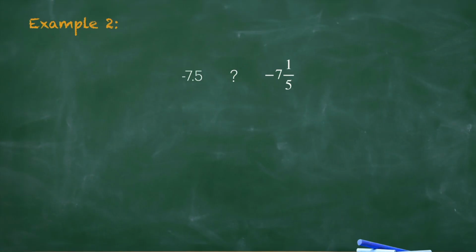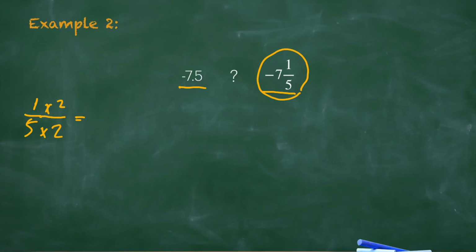In example number 2, we are comparing -7 and 5/10 and -7 and 1/5. Before we start this problem, we want to make sure that we have the rational numbers in the same form. I'm going to convert -7 and 1/5 into a decimal first before we compare. 1/5, if I multiply the numerator and the denominator by 2, I'm going to get 2/10. So I can write -7 and 1/5 as -7 and 2/10.